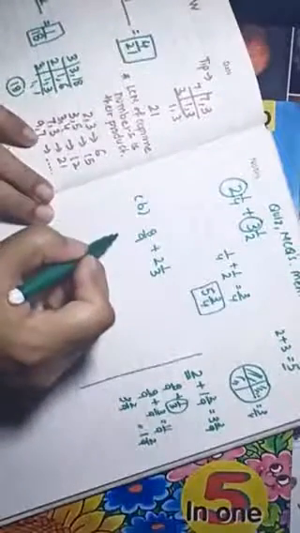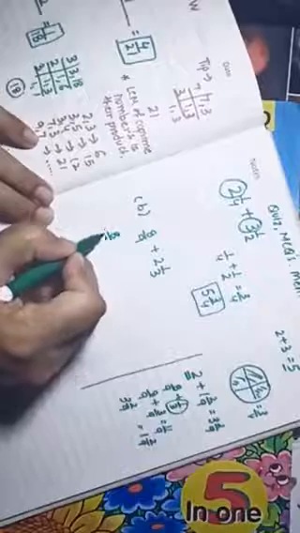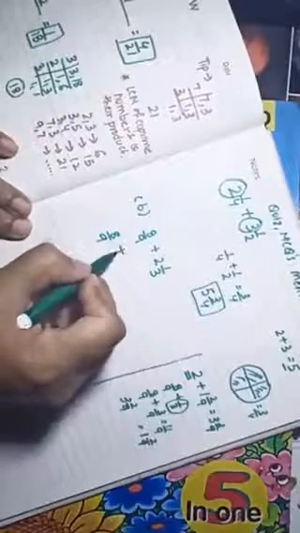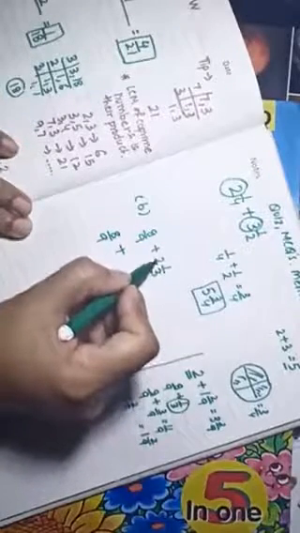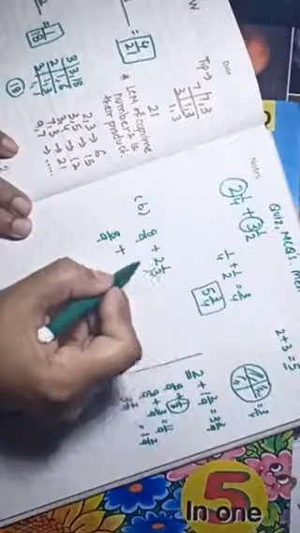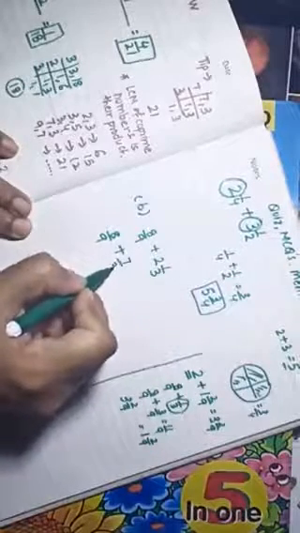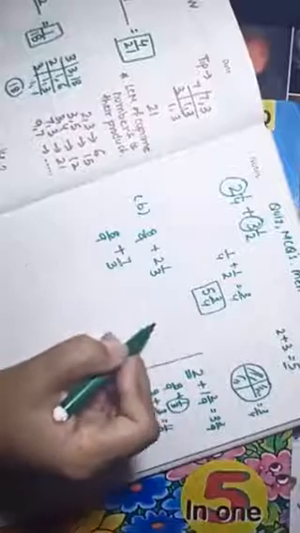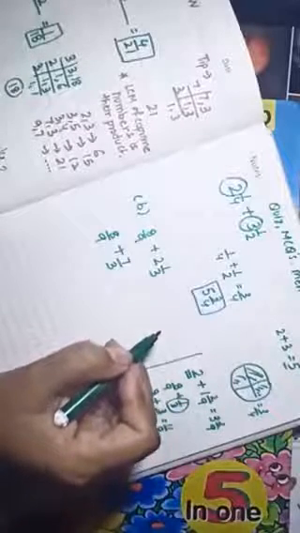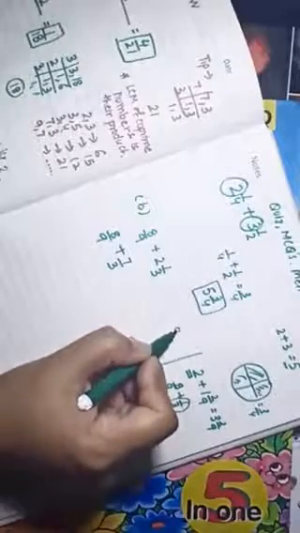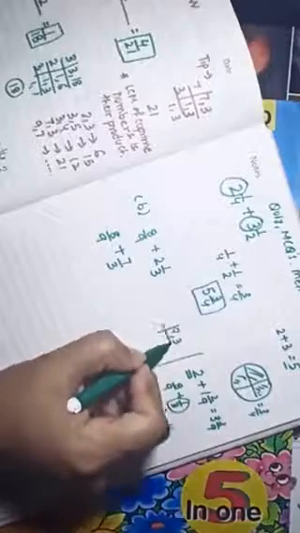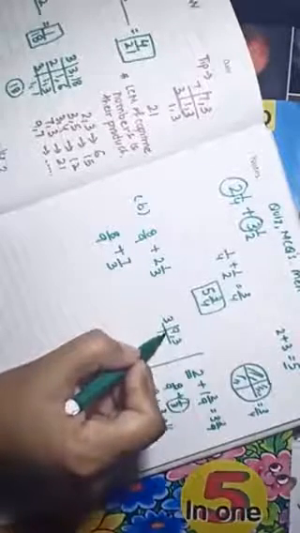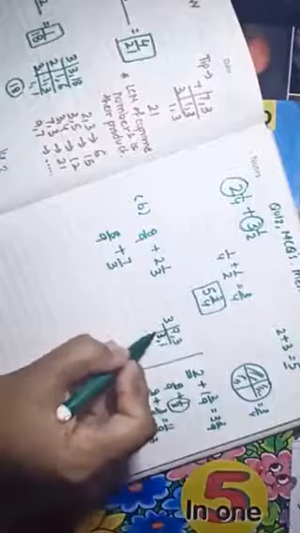Let's check it the traditional way. So we have 8 upon 9 plus 3 2s are 6, 6 plus 1, 7. 7 upon 3. Now what will be the LCM for 9 and 3? LCM of 9 and 3 will be 9. 3 3s are 9. 3 1s are 3.